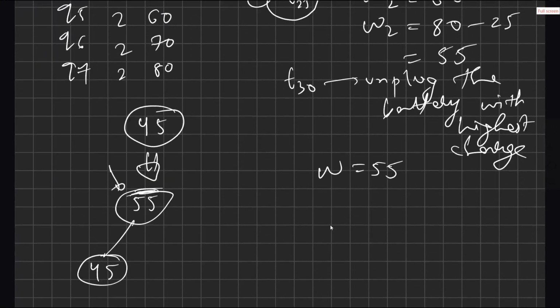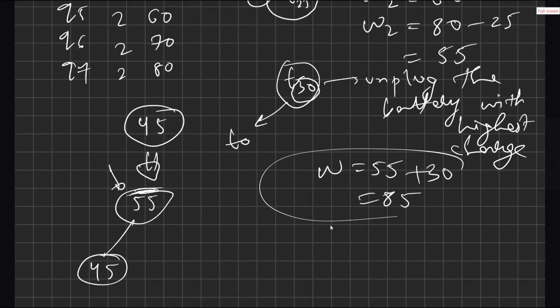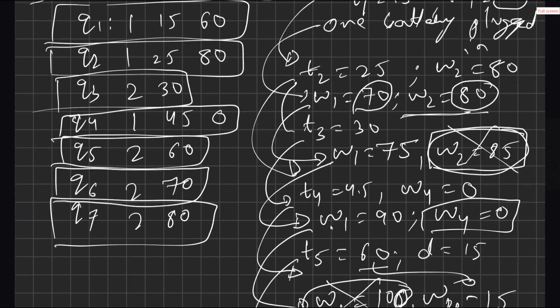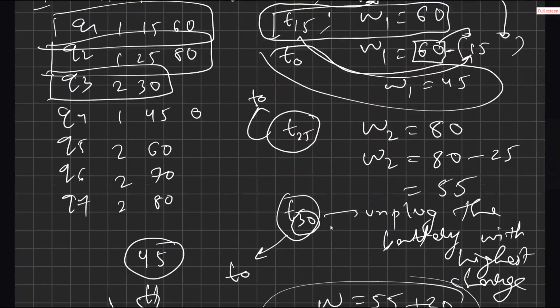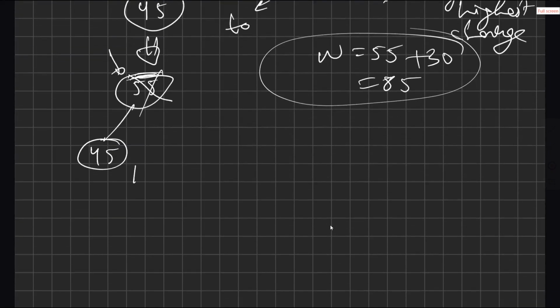So what are we missing? Since we have referenced this with time 0, we will be adding this 30 to the voltage. So it will be 85, which is correct, like from the previous calculation. We need to display this, and we'll remove this element from the heap, and your heap now will look like just 45.